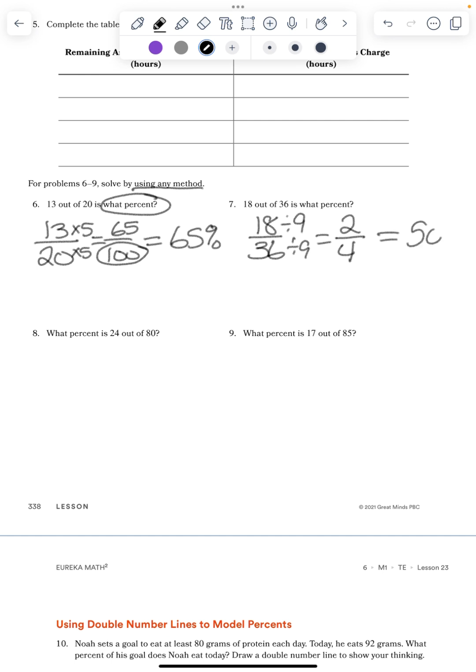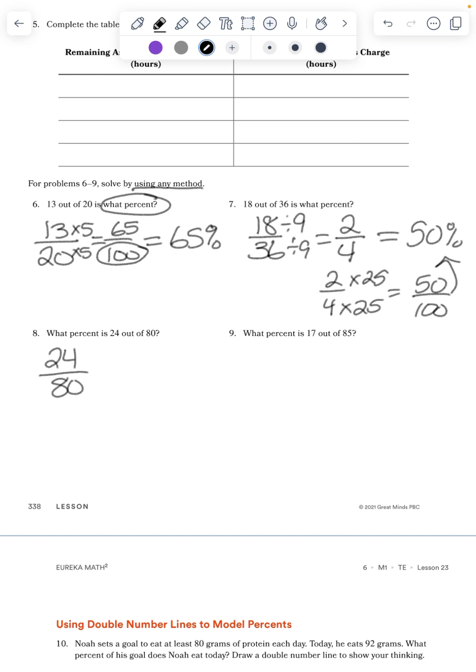It's just 50%. How can we prove that with math? 2/4 times 25. Think about quarters. You get 50 over 100, which is 50%. All right. What percent is 24 out of 80? So 24 out of 80.